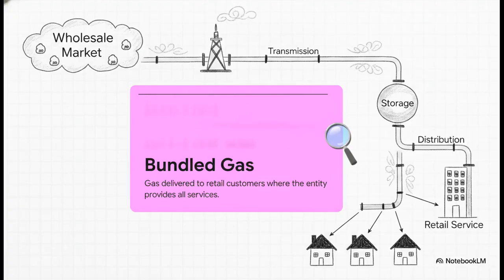So, before we do the math, we've got to define what they're selling. The first category here is bundled gas. This is the traditional setup you're probably most familiar with at home. It basically means the utility is doing the whole shebang. They are providing all the services, from buying the gas on the wholesale market to transmission, storage, local distribution, right down to the final retail service.